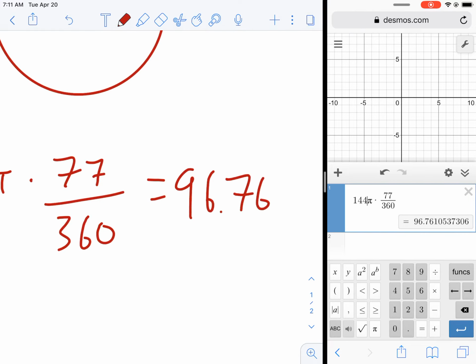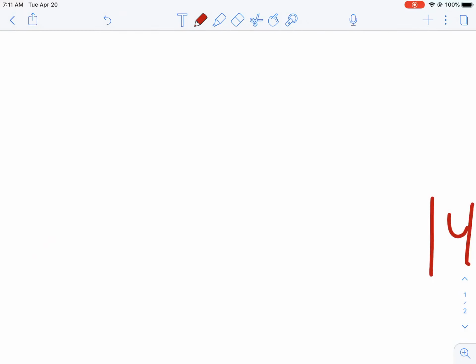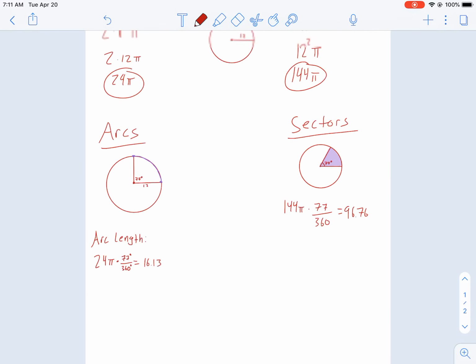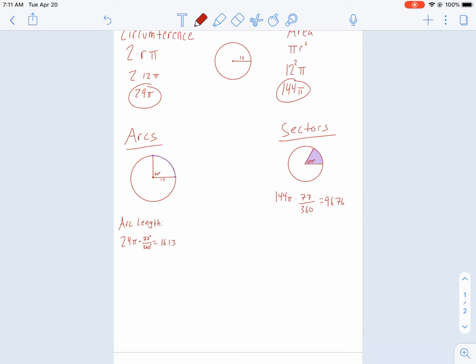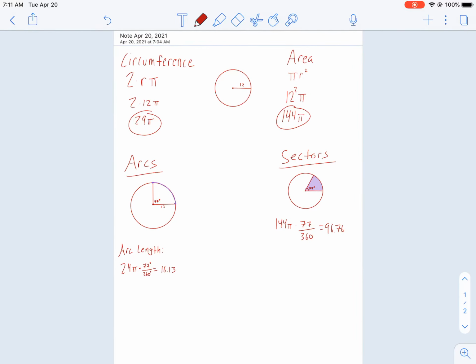And that is basically what we learned all of last week. We didn't have much school because of air testing, so we didn't have that many lessons. You just need to know basically how to find these four things. And really it's only two things, because for arcs you need circumference and for sectors you need area. So if you can find arcs and sectors, you can do everything that we did.